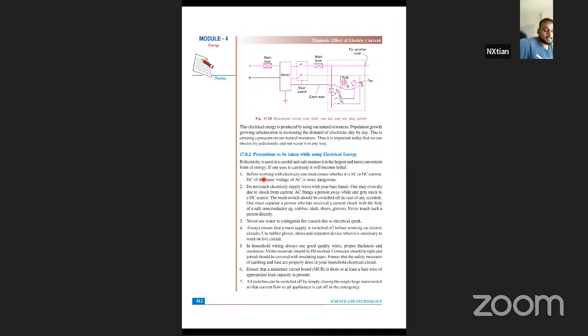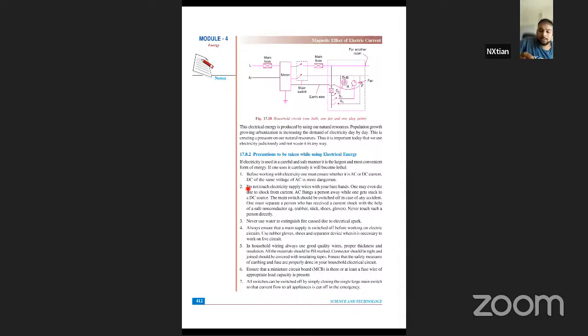So basically, these are some precautions that we need to take. Like we don't use DC because, as I told you, DC doesn't have any zero value, and if you stick to DC current, then you will have lunch with Jesus or dinner with Jesus. So you don't have to play with DC current, and AC current also. Still, the current is current. Don't play with the current.